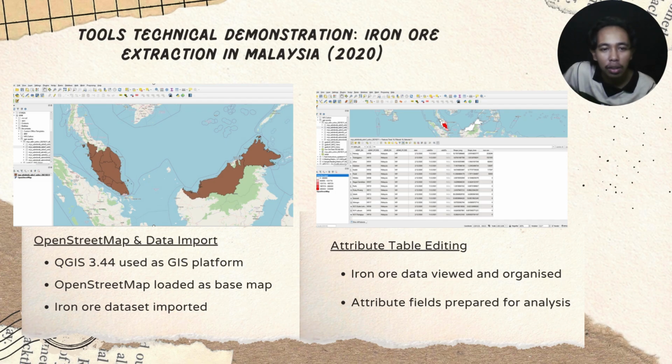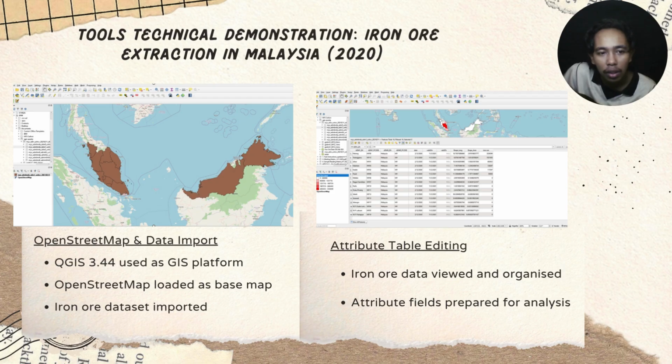I will present a technical demonstration on iron ore distribution in Malaysia 2020. For the technical demonstration, QGIS version 3.44 was used as the main GIS platform. OpenStreetMap was first loaded as the base map to provide geographic context for the analysis.